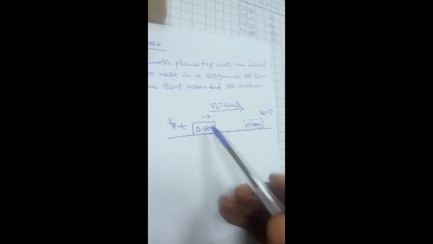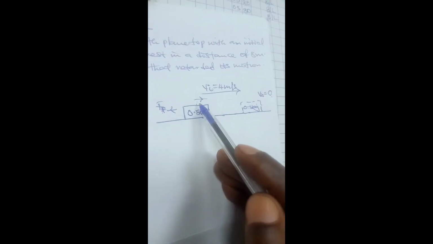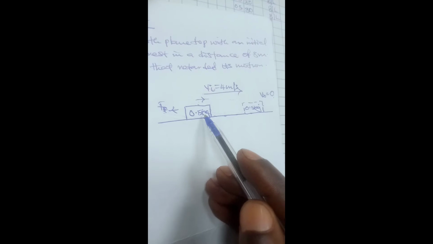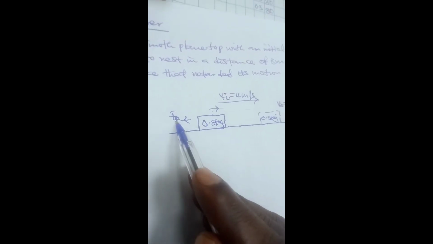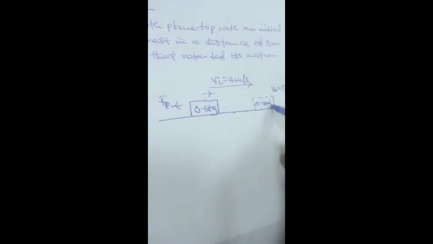Now, what I mean by that is this. The object changes from here to here. Are you getting my point? The kinetic energy changes from here to here. There is work being done on this block, and that work is done by the friction. It only brings this object to rest at this point.